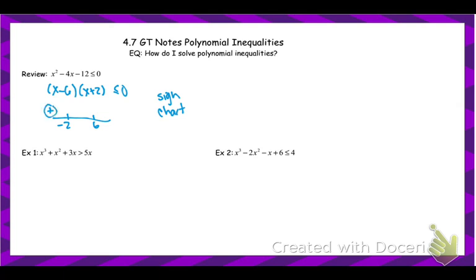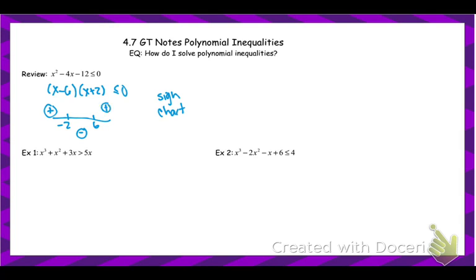Then I moved into the middle test region. Something in that middle region would be like 0. Okay, 0 minus 6 is a negative. 0 plus 2 is a positive. And a negative times a positive is going to be negative. So everything in that middle region is negative. And then everything to the right, any number greater than 6, if I picked 1,000, 1,000 minus 6 is positive, 1,000 plus 2 is positive, and a positive times a positive is always a positive.